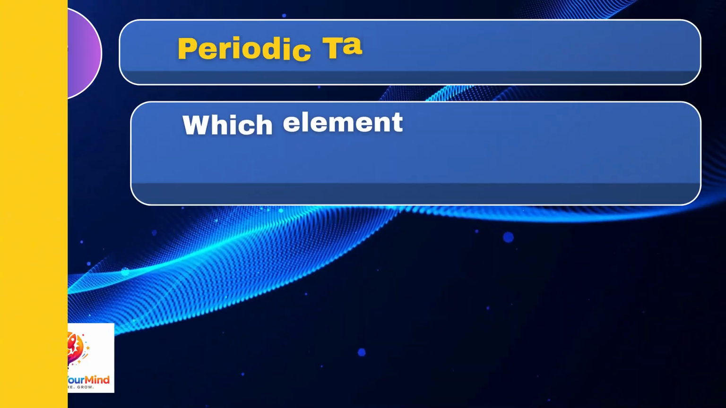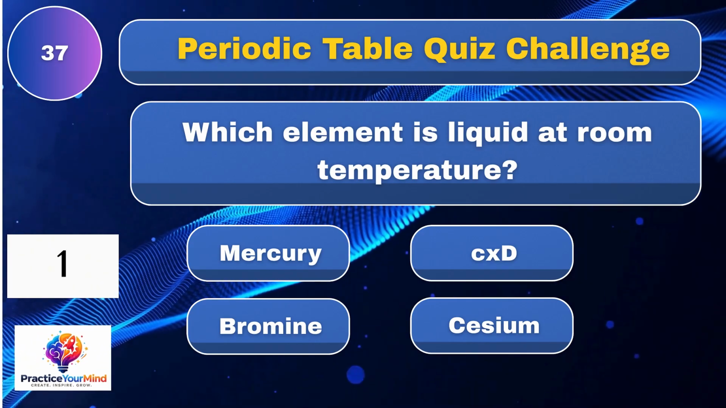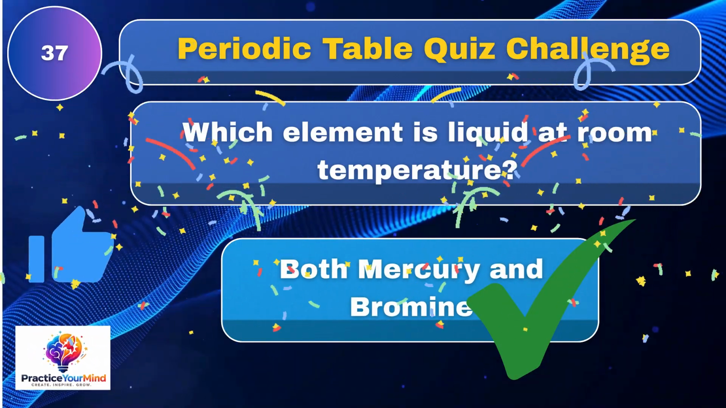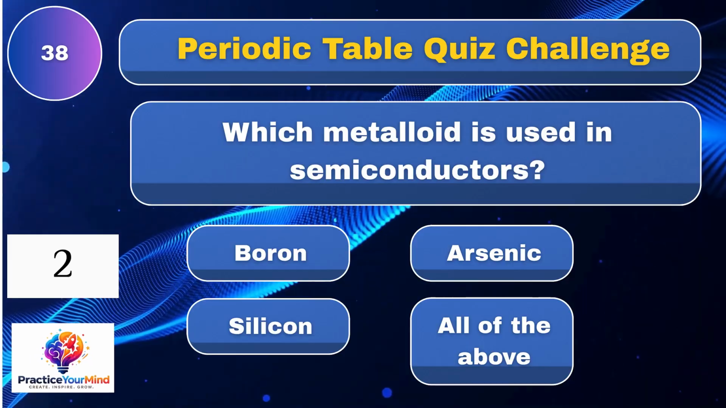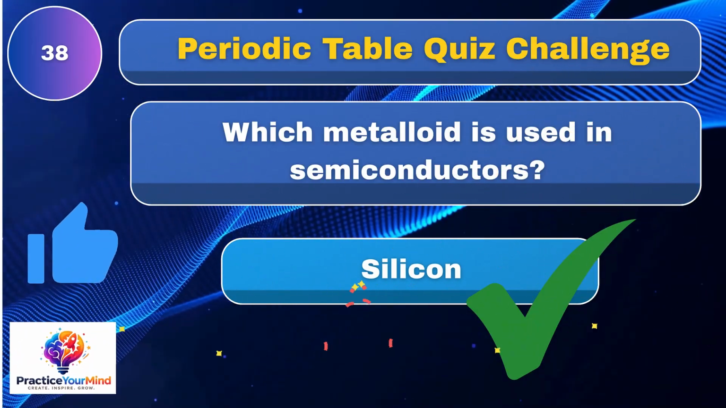Let's go to question 37. Which element is liquid at room temperature? Correct. Only mercury and bromine flow at room temp. Ready? Question 38. Which metalloid is used in semiconductors? Exactly. Silicon is key in semiconductors.